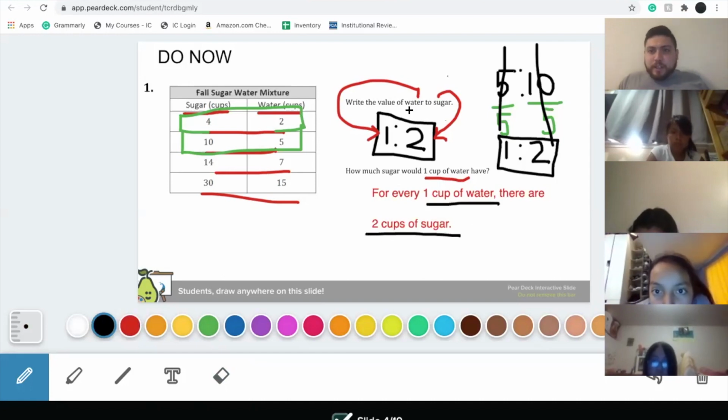Make sure you've updated your Pear Deck. I'll give you about a minute to copy this in, and then I'll know you're ready when you have typed in the chat that you're ready to move on to the next slide.